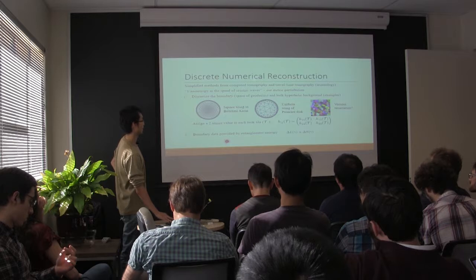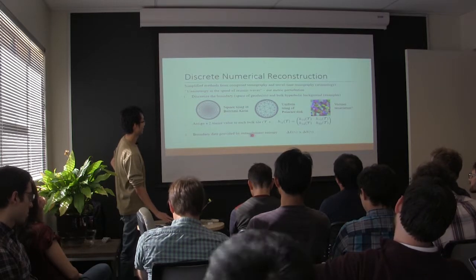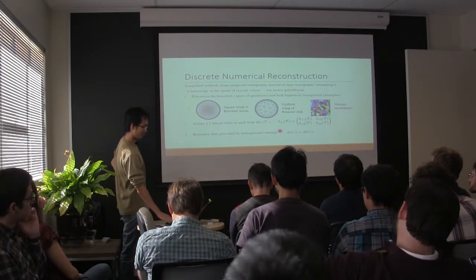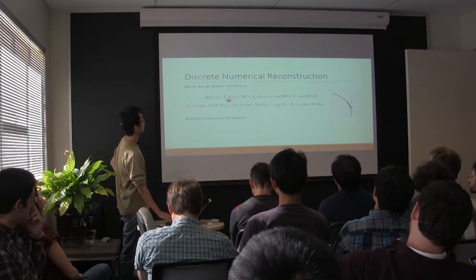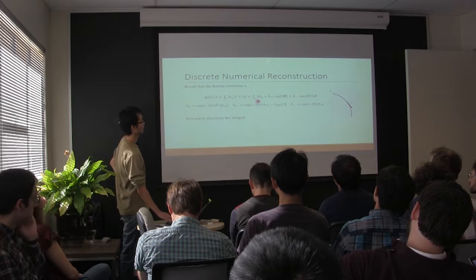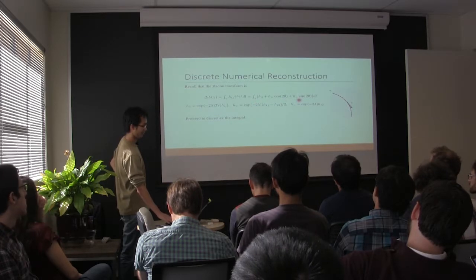And then you plug in data. So really, everything here is about discretizing this Radon transform. So recall that the Radon transform sort of looks like this. You can expand the integral. It just becomes some very straightforward integral.